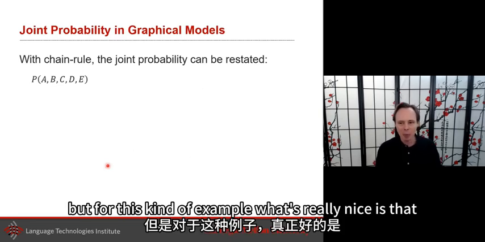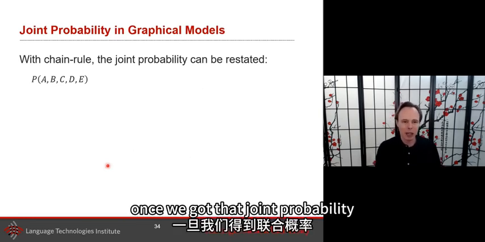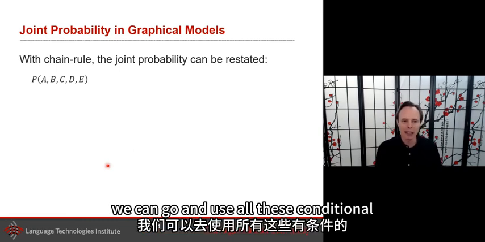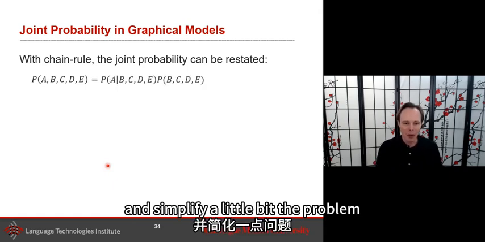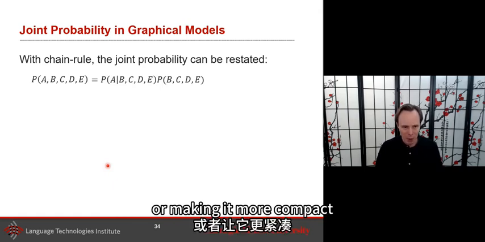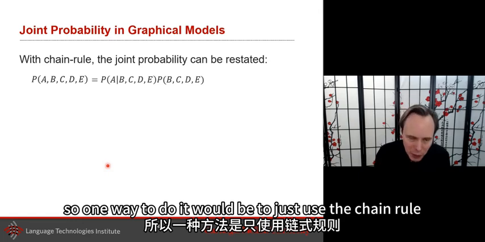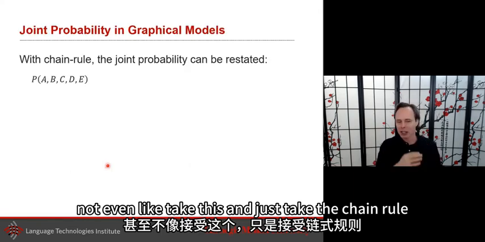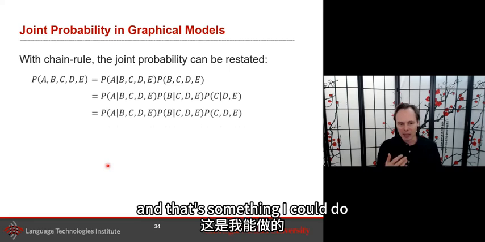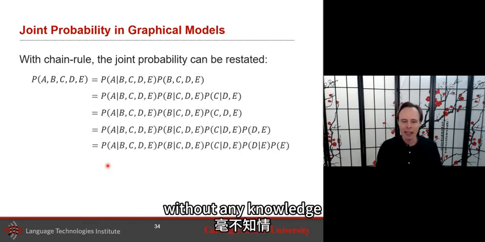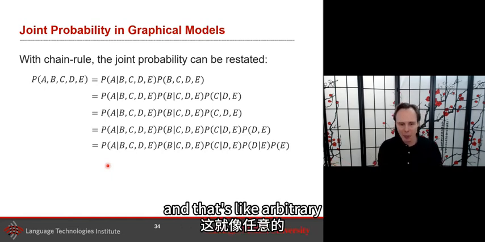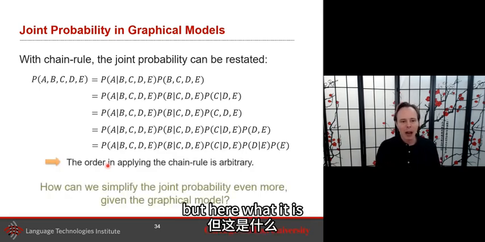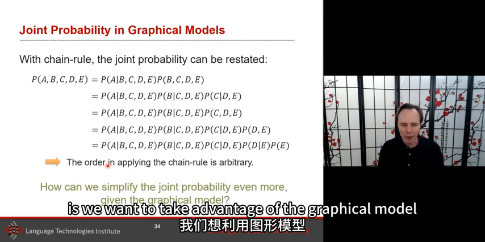But for this kind of example, what's really nice is that once we have that joint probability, we can use all these conditional probabilities to simplify the problem a little bit, making it more compact. One way to do it would be to just use the chain rule. That's something I could do without any knowledge, just go ahead and apply the chain rule. That's arbitrary, but here we want to take advantage of the graphical model.